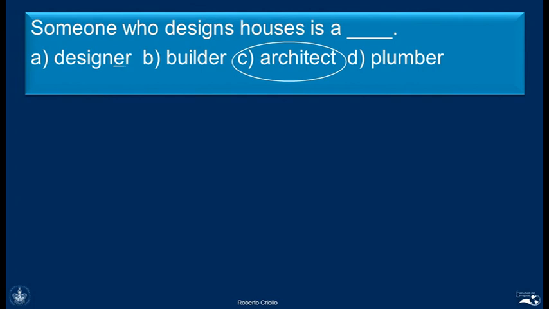Look at this. Designer, builder, plumber, and then architect. Now, a person who doesn't know the correct answer to a multiple choice question is going to look for the distractor, for the option that looks different to the others. And that's how they are going to guess the correct answer. So every time you write distractors to multiple choice questions, you have to make sure that they look exactly the same, that they are not shorter, that they are not longer, that they don't have something different, because then the test takers will guess the correct answer.